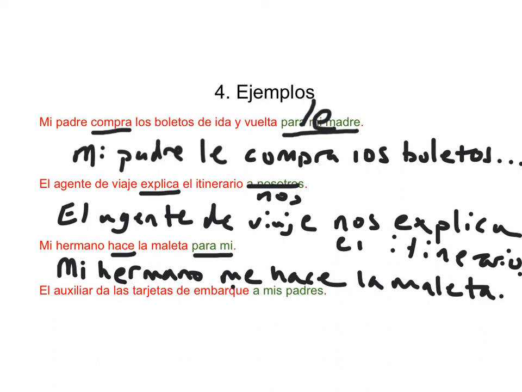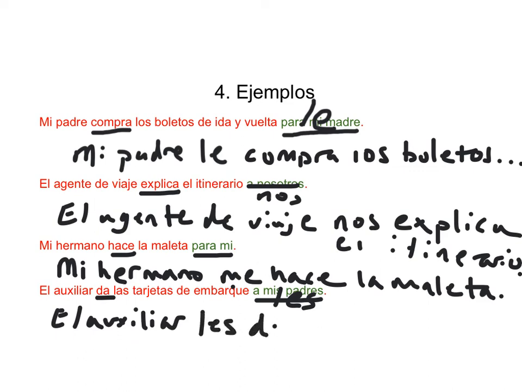And lastly, el auxiliar da las tarjetas de embarque a mis padres. So the flight attendant gives the boarding passes to my parents. If I wanted to rewrite this using an indirect object pronoun, I would use les, and I have a simple verb, da, so I have to put my pronoun in front of that verb. El auxiliar les da las tarjetas de embarque.